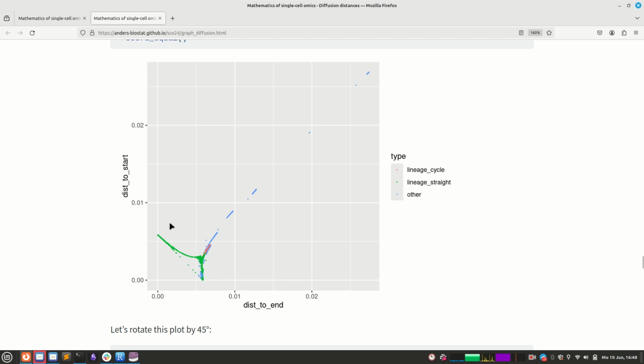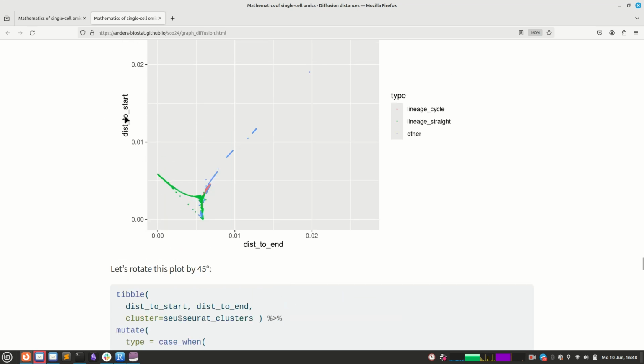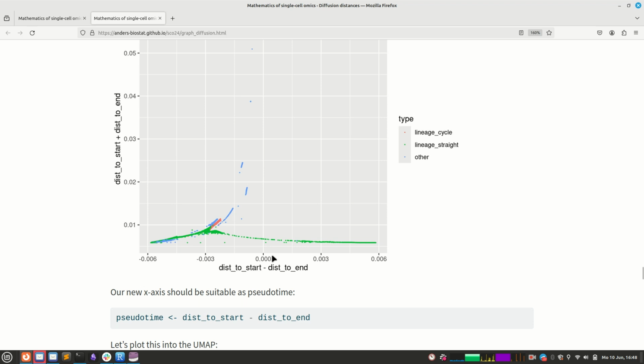cells, now brought in a suitable order where they go away from the starting cell and get closer to the end cell. To see this a bit nicer, I rotate this plot now by 45 degrees and make the difference between start and end my new x-axis. And this here, the sum, is my new y-axis. And now you can really see, this is the distance to the start minus the distance to the end. So this is the start cell, this is the end cell, and these are all the cells in between. And in fact, our diffusion distance brings all our cells now in a proper order. And that is now a very nice thing.